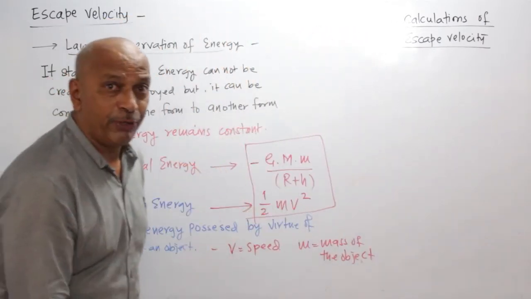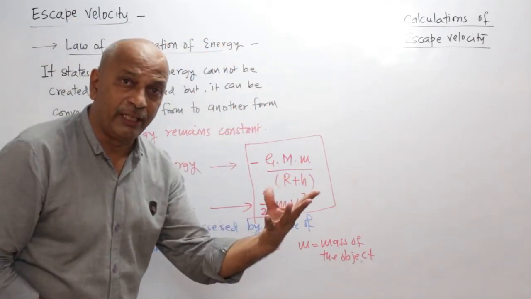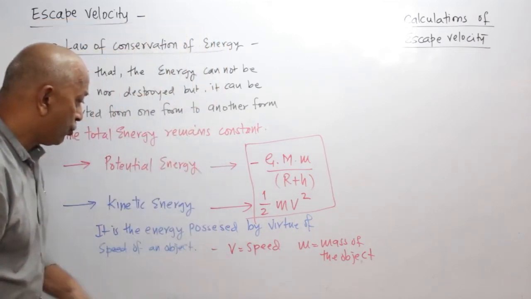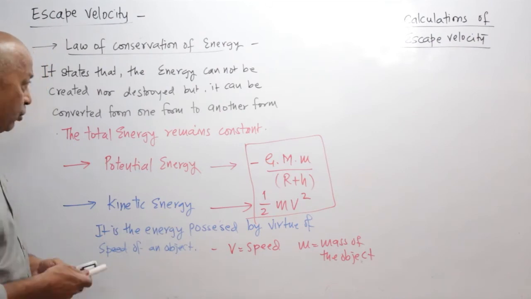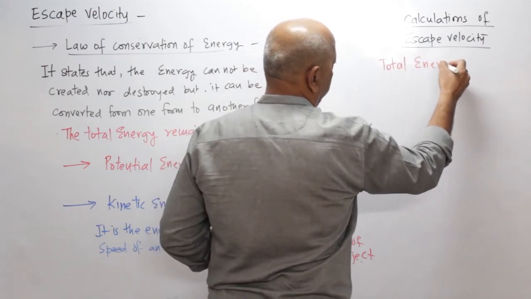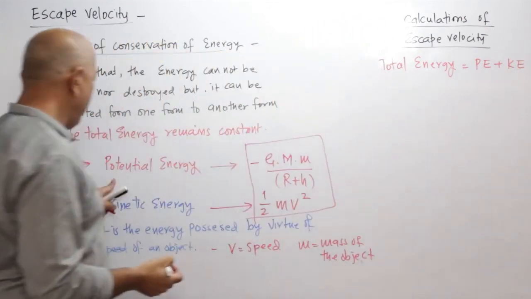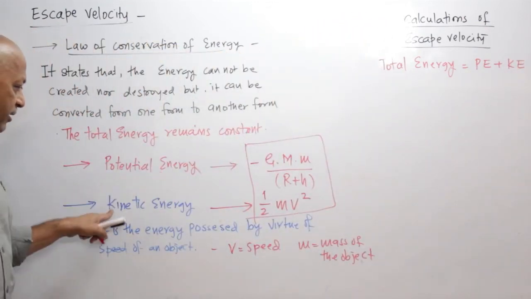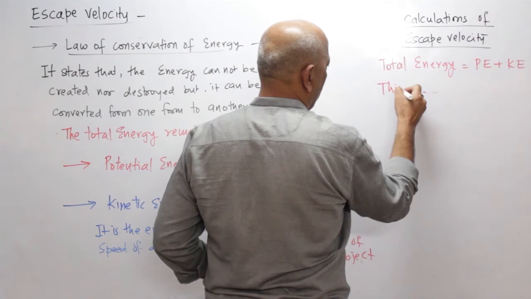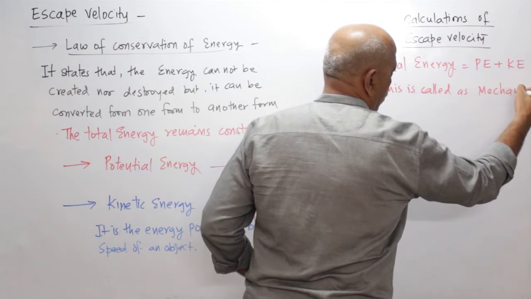So if we throw an object from Earth's surface up in space, its potential energy will go on increasing and its kinetic energy will go on decreasing. And the total energy is equal to PE plus KE. This is PE, this is KE. And this is called mechanical energy.